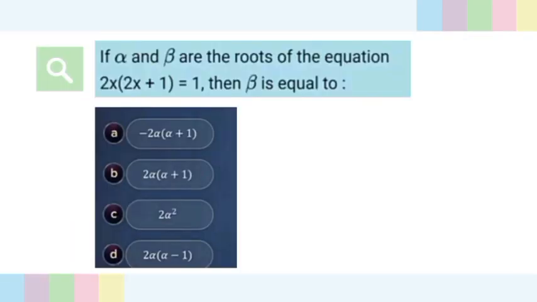It's from Mathematics Grade 10, Polynomials concept. So, you can pause the video and try solving the question on your own. Right, you can pause it over here, I'll be moving ahead with the solution. If alpha and beta are the roots of the equation given over here, then beta is equal to which of the following four options?